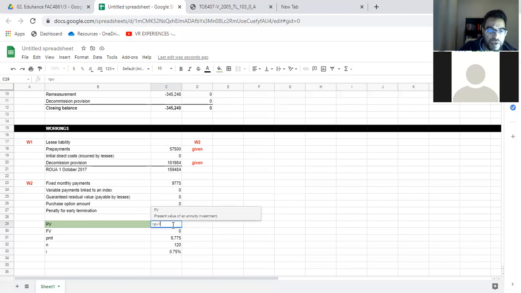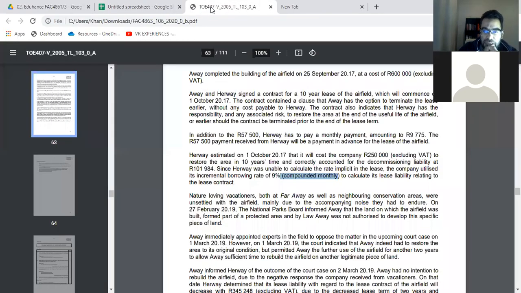So present value equals. They probably want rate first. Then they would want N. Then they would want PMT. Then they would want future value, and then whether it's the beginning of the period or end of the period. Now you must be very careful. Generally with leases, payments happen at the beginning. I think in this scenario, they said at the end of the period.